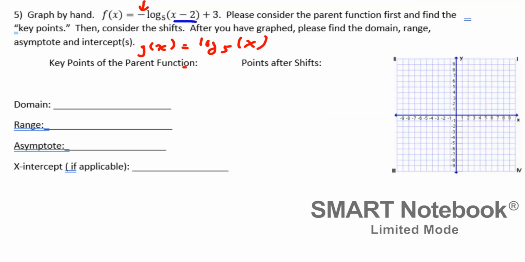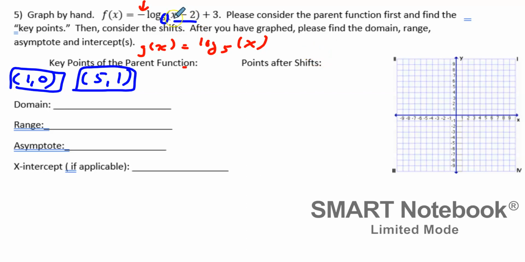My key points here are going to be, because if we have a log function, it's going to be 1, 0 as one key point, and the other one is the base, 0, which the base of this log is the 5, so it'll be 5, 1. Those are my 2 points to start. The graph is shifting, so x minus 2 means we're going to the right 2 units, and we're going up 3 units. So, also though, before we do the shifts, we need to consider this negative as well.